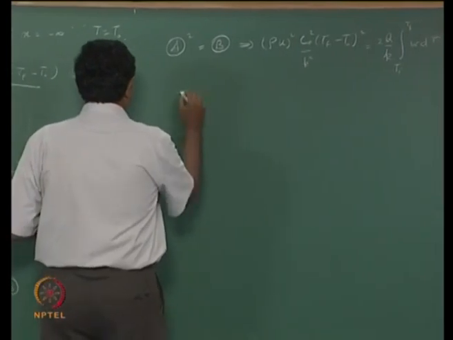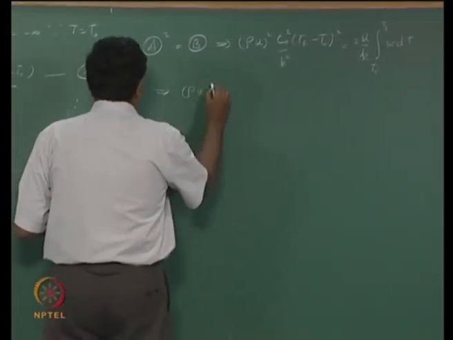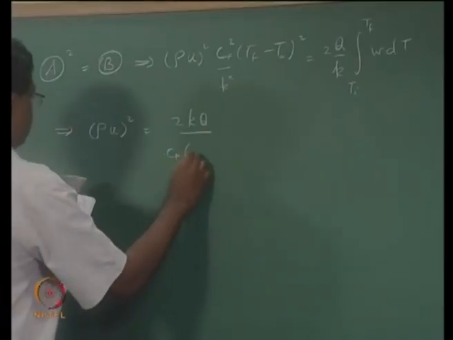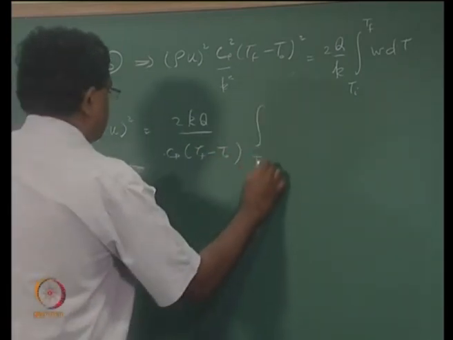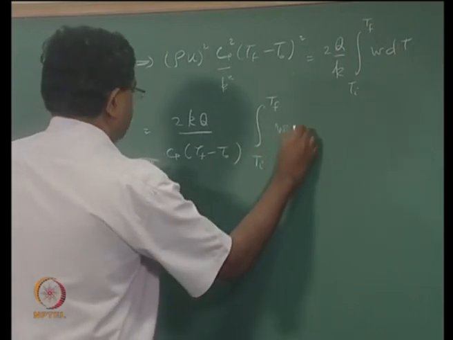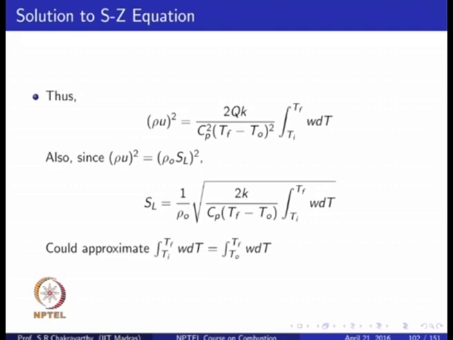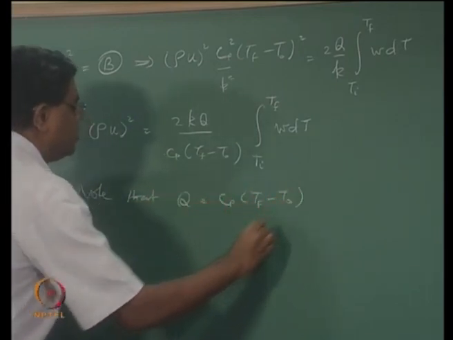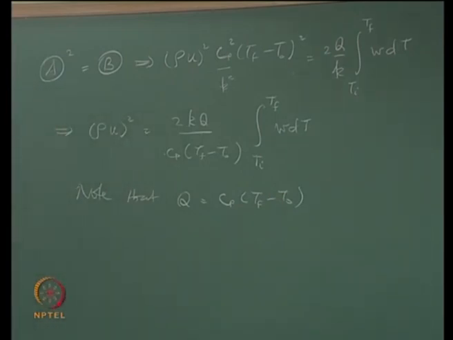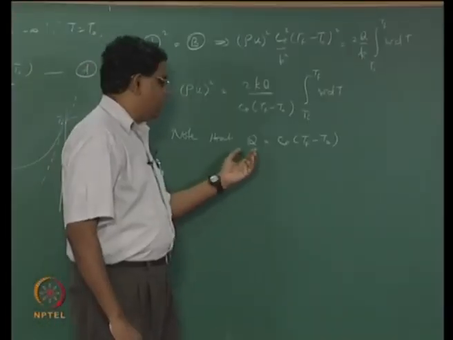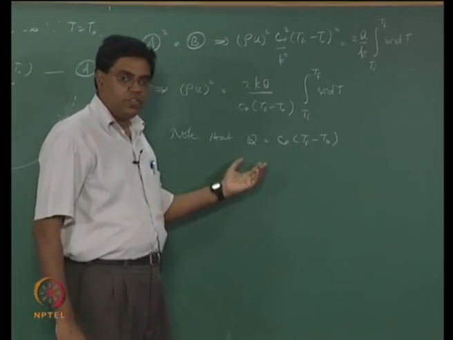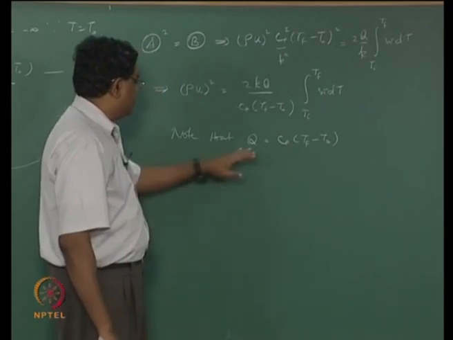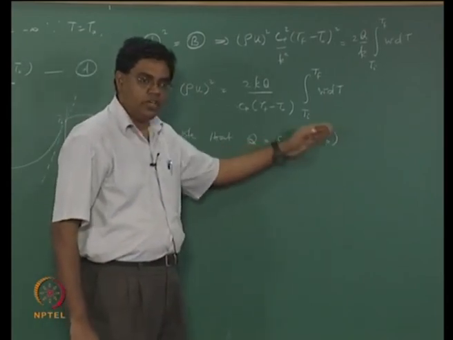So here we go, how to simplify this a bit further. So (rho u) the whole squared equals 2kq divided by Cp (Tf minus T naught) times the integral from Ti to Tf of W dT. Now note that q equals Cp (Tf minus T naught), or this is actually the adiabatic energy balance. This was the heat released in the chemical reaction, which is essentially the negative of the difference in the summation of standard heats of formation of products and the standard heats of formation of the reactants. And this is the sensible enthalpy rise of the mixture between initial and final temperatures, right.